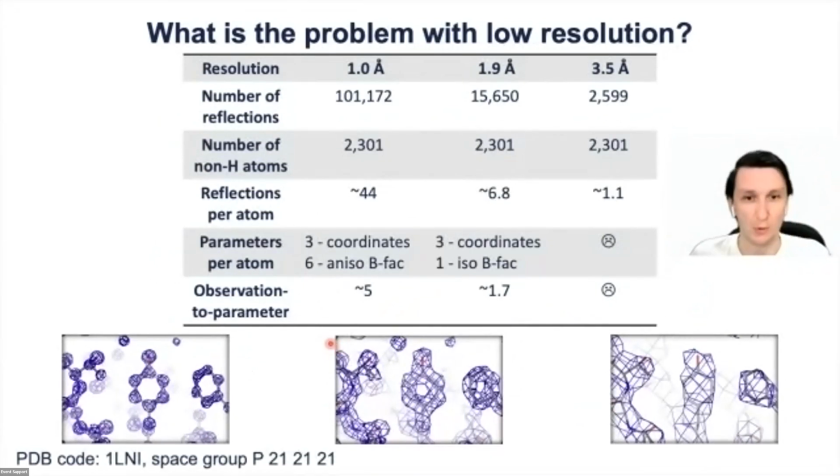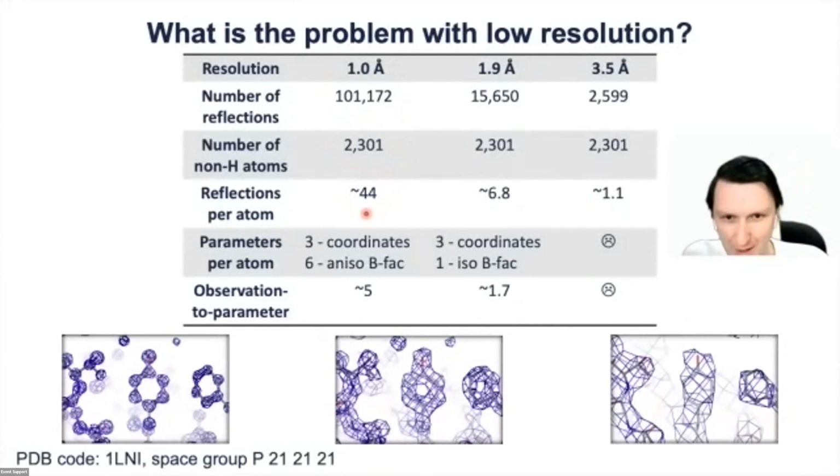Now let me show you how this works in crystallography. Let us consider a particular structure solved at 1 angstrom resolution. Number of reflections for this data set is around 100,000. We can roughly, as a simplification, think this is our number of observations. Well, in reality, not all reflections contribute equally due to different measurement errors, etc. And we speak about unique symmetry-independent reflections. So 100,000 observations. And we have 2,300 non-hydrogen atoms. So we have 44 reflections (observations) per 1 atom.